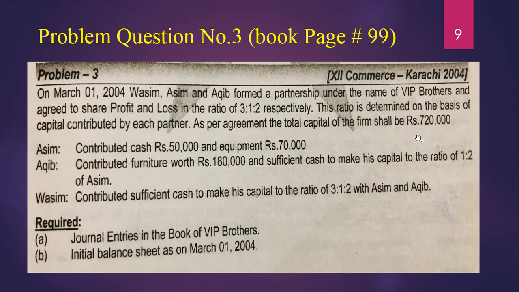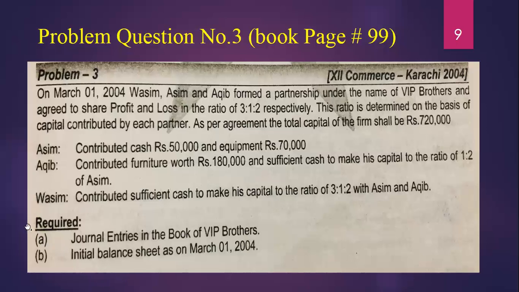We did in the previous question that whenever we have total capital, we apply the partners' ratio on the total capital. We already know the formula. The most technical part of this question is that we have some adjustments. Asim contributed cash 50,000 and equipment 70,000. Akif contributed furniture 180,000 and sufficient cash to make his capital in the ratio 1:2 with Asim. Wasim contributed sufficient cash, only cash investment, to make his capital in the ratio 3:1:2 with Asim and Akif.